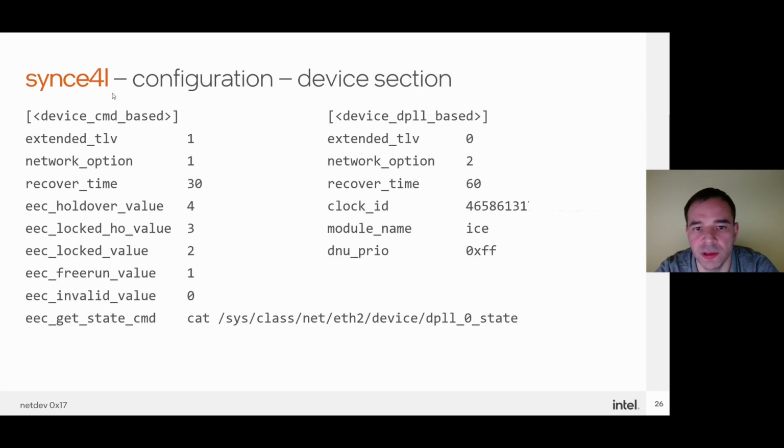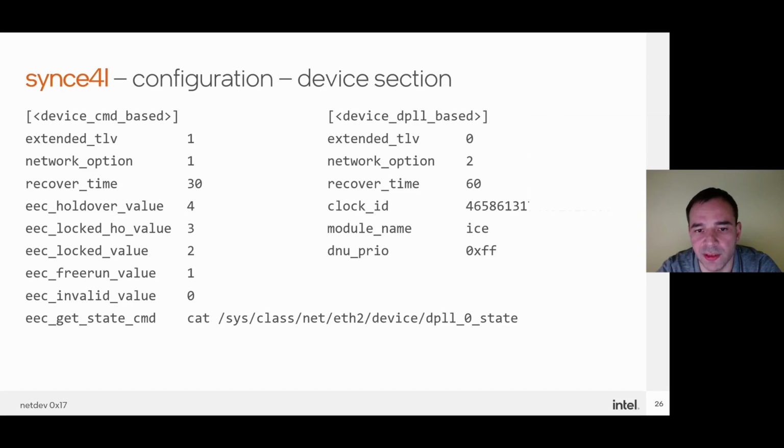Here are two examples of configured devices. Extended TLV and network options are configurable as per SyncE specification, but recovery time was added for testing purposes. The configuration items and their default values are described in the README file and sample configuration file in the SyncE4l repository. On the left we can see a device configured for legacy mode support, where a Linux command is provided by the user to inquire hardware EEC lock state. Also, possible return values of getState command are defined by the user.